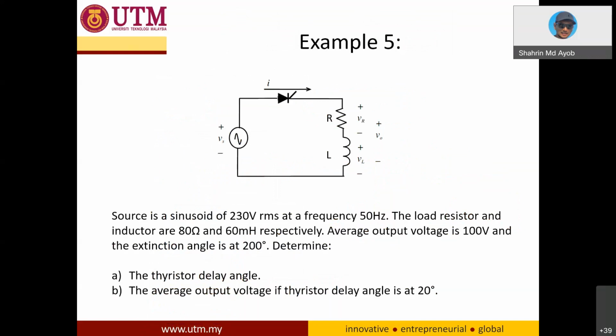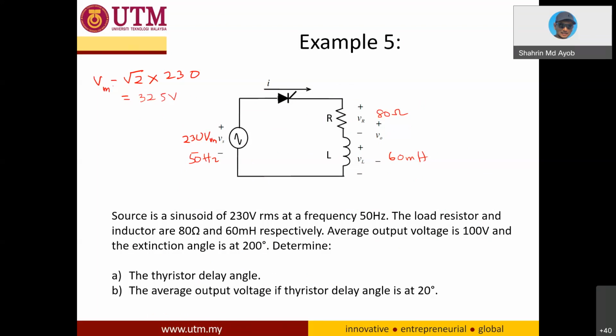Okay, and then example 5. The source is 230 volt RMS, meaning that you need to calculate Vm. So square root 2 multiplied with 230, this one is 325. And then it gives you the values of the resistor is 80 ohm and the inductor is 60 millihenry. The frequency is 50 hertz.